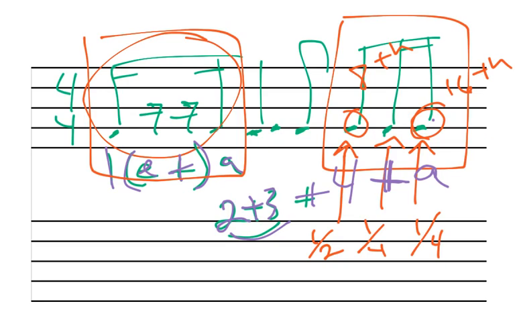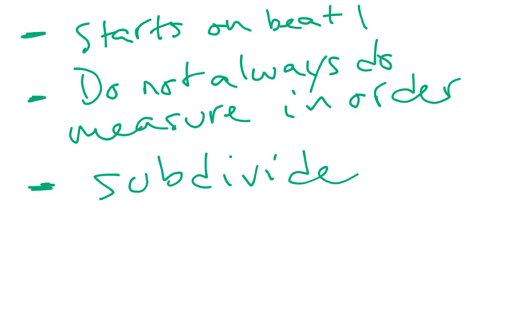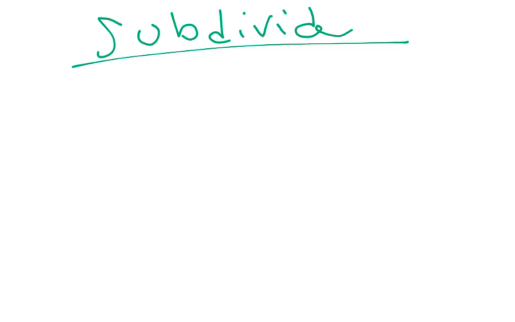Where is my list at? Here it is. Okay, so do things you know. If there's something that you really don't know, the answer is subdivide. That's pretty simple. Subdivide is very important. When we subdivide, what we're doing is writing out the smallest note that you have in that measure for the entire measure. Now, what the heck does that mean?